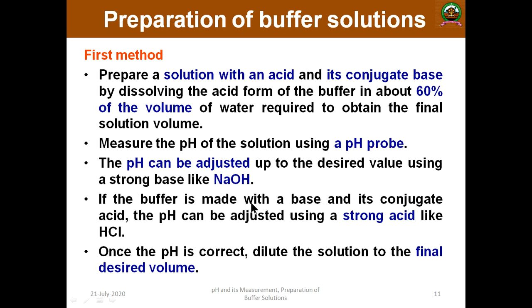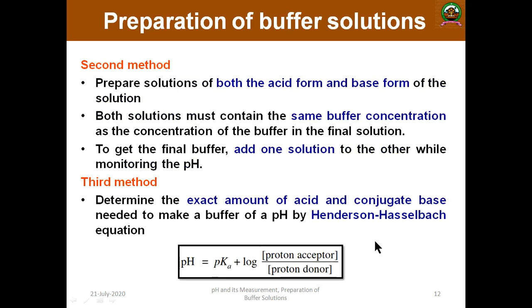If the buffer is made with a base and its conjugate acid, the pH can be adjusted using a strong acid like HCl. I told you the pH can be adjusted to the desired value by using a base, but if the buffer is made with a base, you adjust the pH using acid. If the buffer is made up with an alkali, you can adjust with the acid, and if the buffer is made up with an acid, you can adjust with the alkali. Once the pH is correct, dilute the solution to the final desired volume. This is the first method.